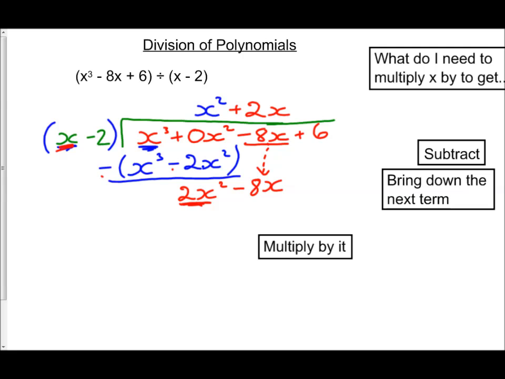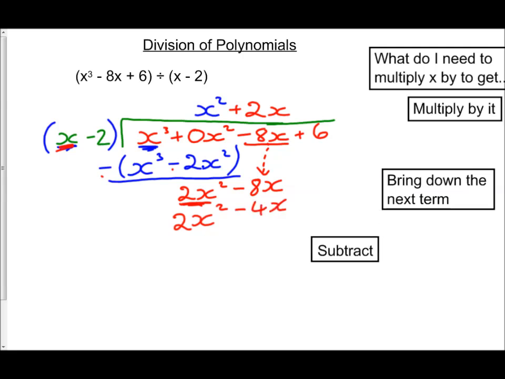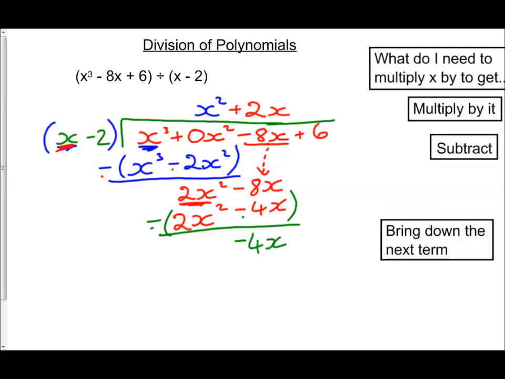Then I multiply by it, so I'm going to do x minus 2 times 2x. Well, x times 2x is 2x squared. Minus 2 times 2x is minus 4x. Then I subtract it, and again I'm going to be really, really careful with my brackets. 2x squared minus 2x squared is 0. Minus 8x, my minus and my minus make a plus. So minus 8x plus 4x leaves me with just minus 4x. And then I bring down the next term, so I have a look, the next term is plus 6, so I'm going to bring down my plus 6.